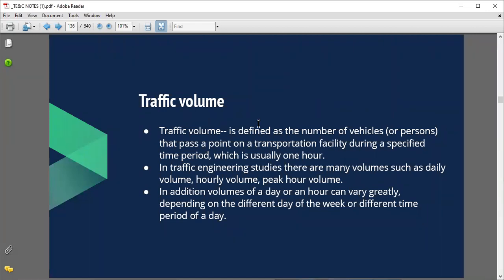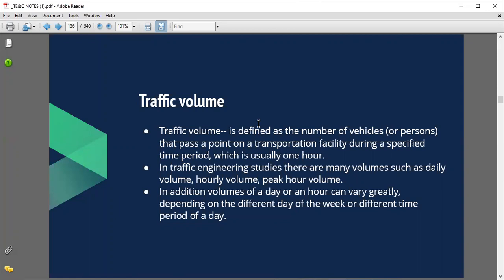Traffic volume is defined as the number of vehicles or persons that pass a point on a transportation facility during a specified period, which is usually 1 hour. So within 1 hour, how many vehicles are moving on the road, that comes under the traffic volume. Traffic engineering studies use many volumes, such as the daily volume, hourly volume, or the peak hour volume.